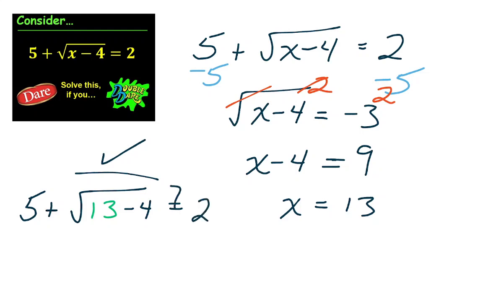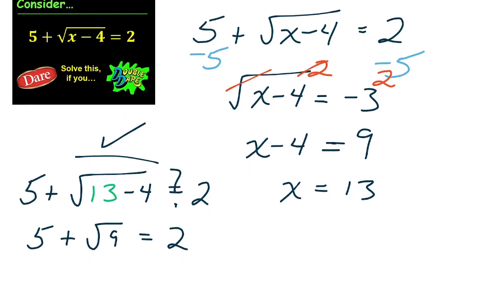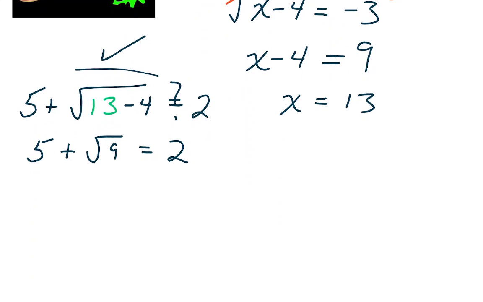Now, when you check something, you can't work on both sides because you don't know if both sides are equal. So we just kind of work on one side. And I get to 5 plus the square root of 9 equals 2. Now, the square root of 9, it's 3. And 5 plus 3, that doesn't equal 2. Oh my gosh, it doesn't check.